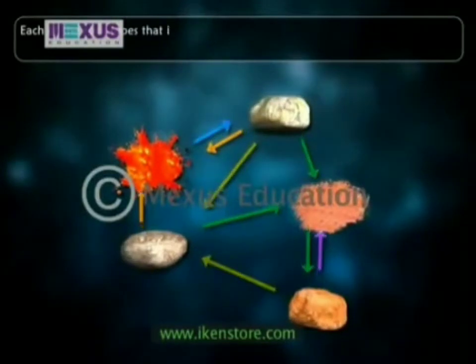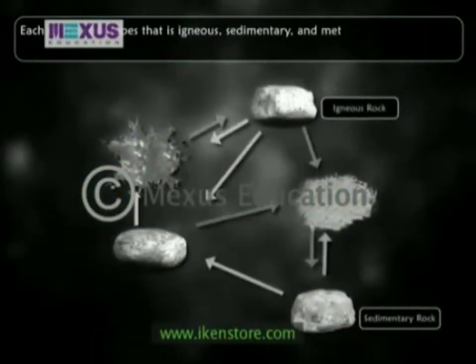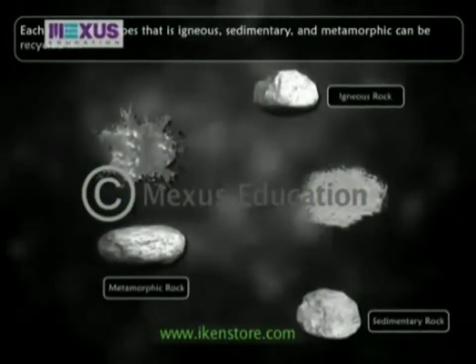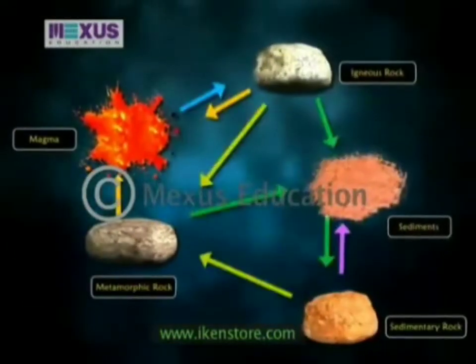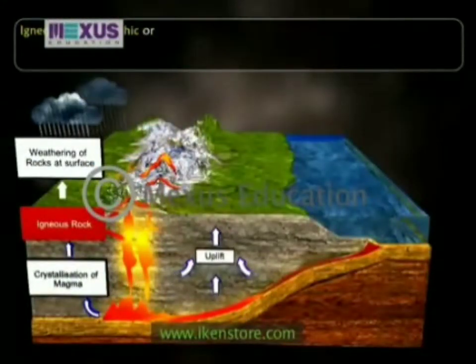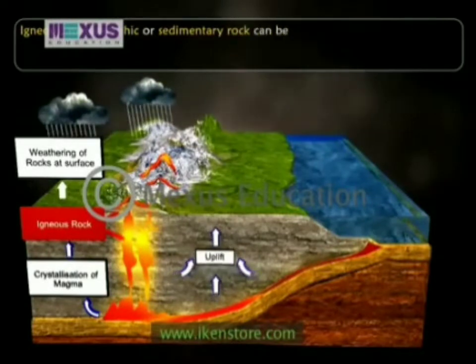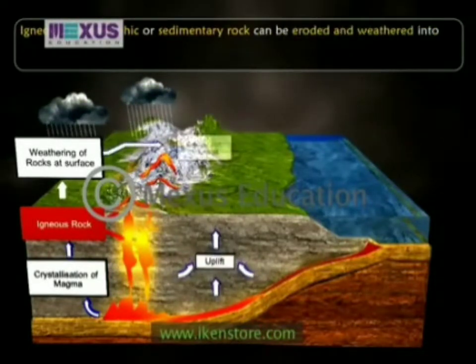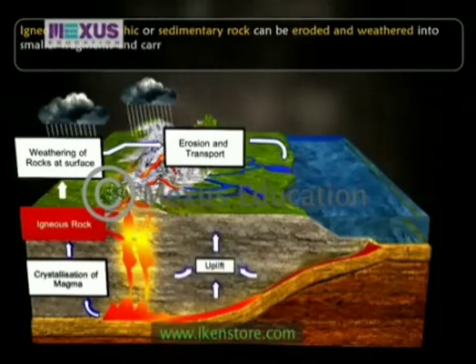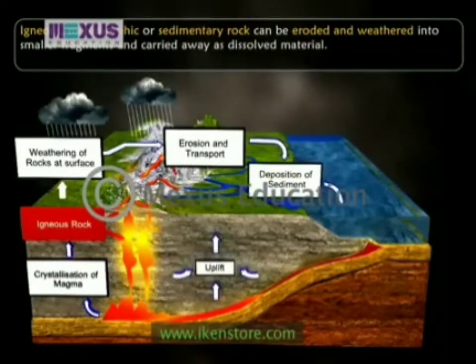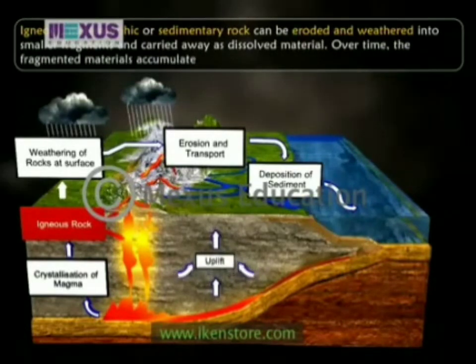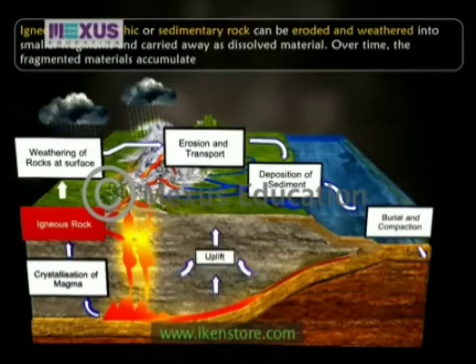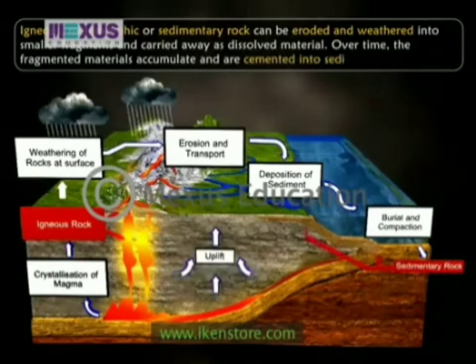Each of the rock types, that is igneous, sedimentary and metamorphic, can be recycled into the other two. These dynamic transitions occur through geologic time. Igneous, metamorphic or sedimentary rock can be eroded and weathered down into smaller fragments and carried away as dissolved material. Over time, the fragmented materials accumulate, get buried by additional materials, and are cemented into sedimentary rocks.